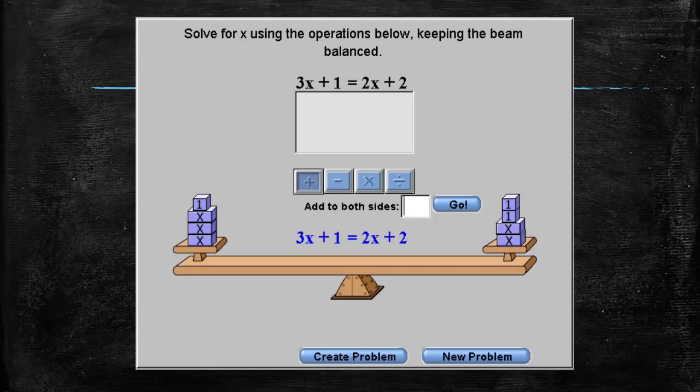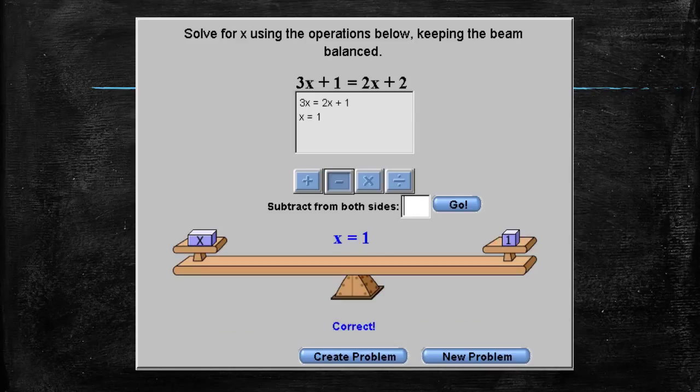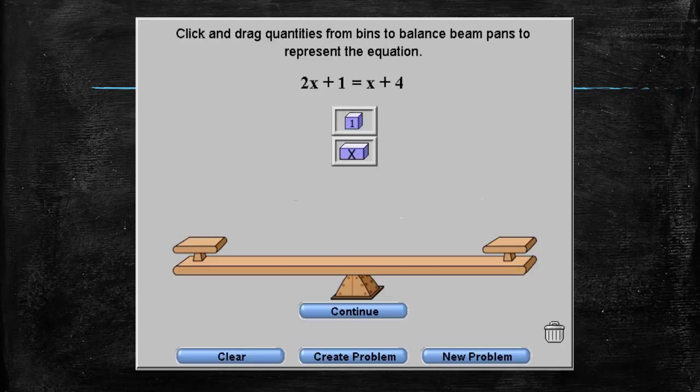Okay, so what do we need to add or subtract from each side? We need to subtract a 1 in order to start to isolate our x. Okay, good. Now, what do we need to add or subtract? Well, let's try subtracting another 1 and see what happens. Oh, that is not correct. So let's subtract 2x. There we go. And our answer is x is equal to 1. Let's go to a new problem.